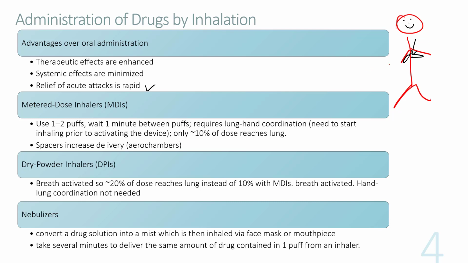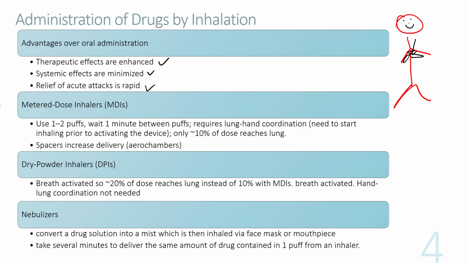And because it goes straight through to the lungs, it means that it doesn't have to go through the systemic circulation, right? Compared to oral, when it actually has to be digested, absorbed, and then go through the systemic circulation, drugs that are inhaled go straight through the target site. And because they go straight through the target site, it means that therapeutic effects are enhanced with a smaller dose, right? And it basically minimizes the risk of systemic adverse effects.